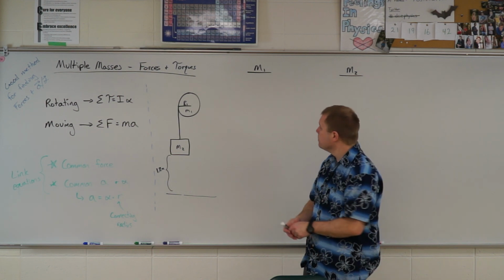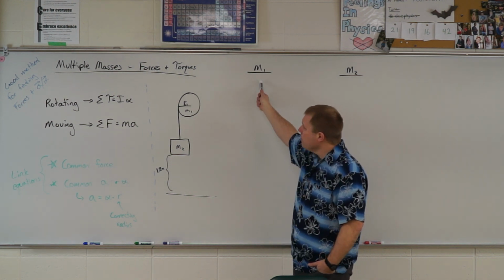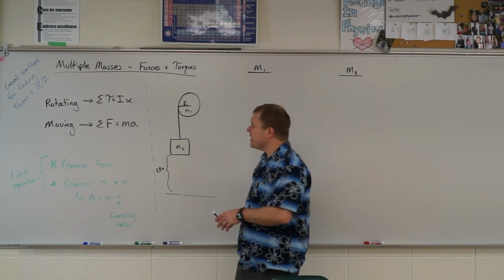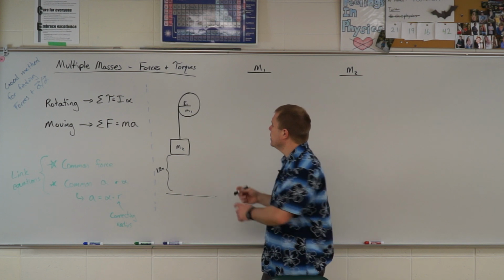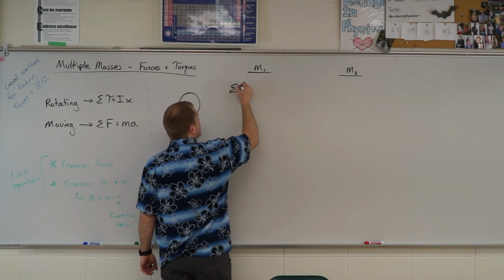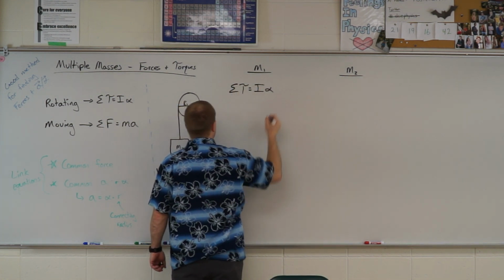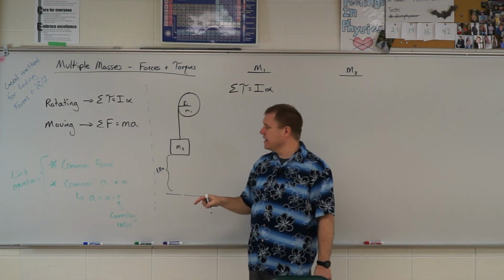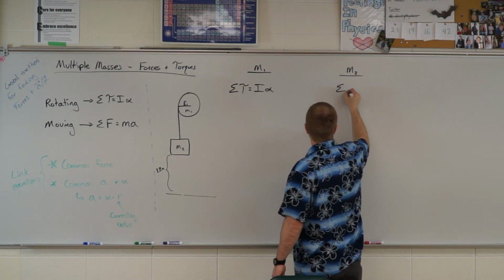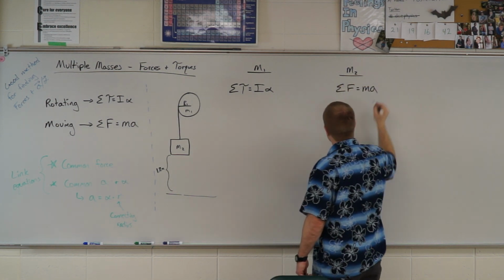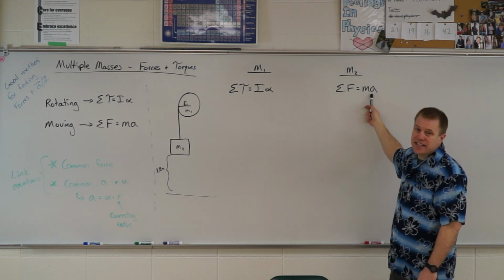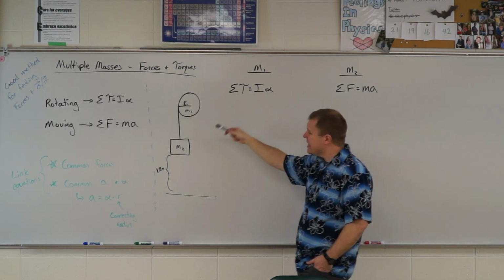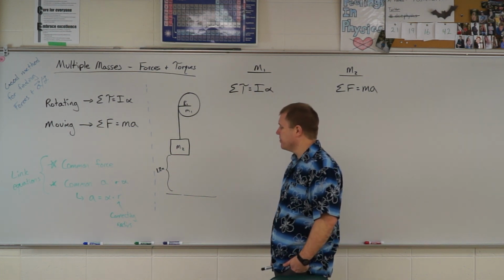Let's set this up. M1, our top one here, is not moving, it's just rotating. So I'm not going to have a sum of the forces equation for it, only a sum of the torques equation: the sum of the torques is equal to I alpha. M2 is not rotating, it's just moving linearly, so I'm only going to have a sum of the forces equation for this one. Here is the acceleration I'm trying to find, and I'll note that this angular acceleration is related to the acceleration of that block.